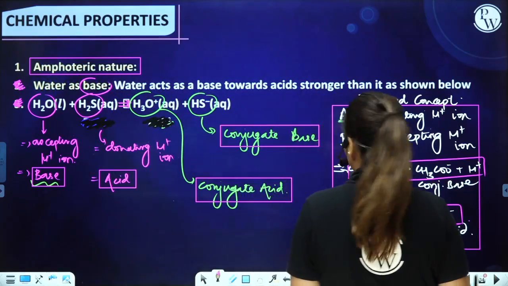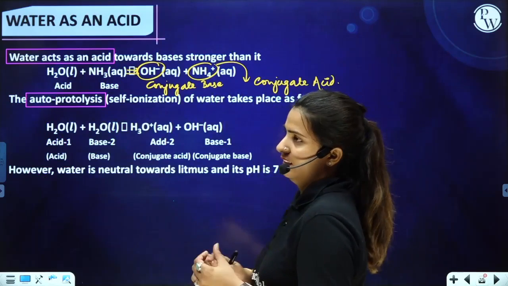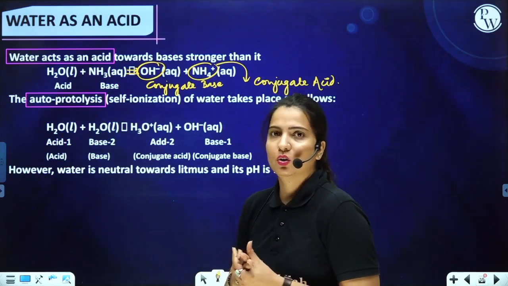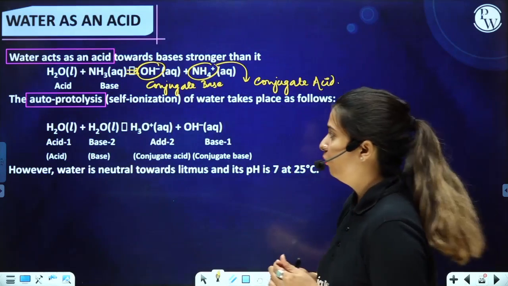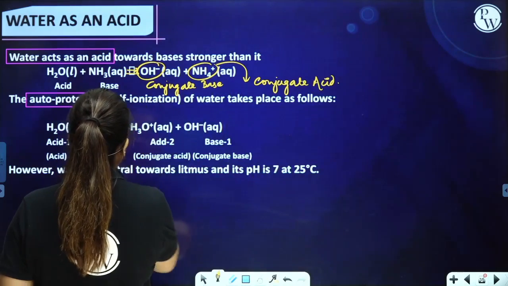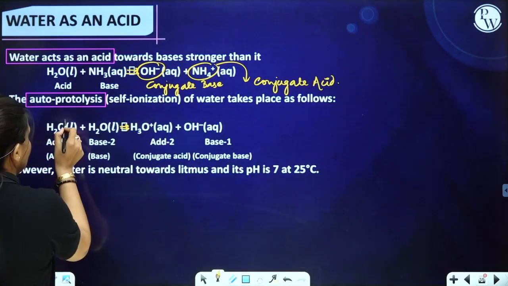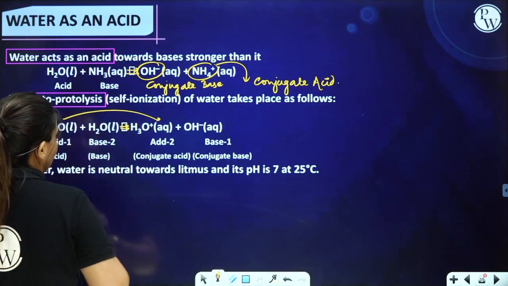Okay. Now let's move forward. Now we have a term over here which is called autoprotolysis. That means you're reacting your molecule with its own self. So autoprotolysis we have over here. Water is reacting with a water molecule only. It is donating one H positive ion.